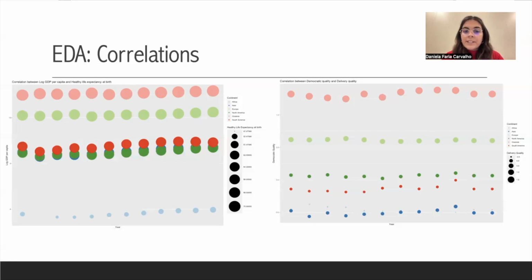And for the second relation between democratic quality and delivery quality, which are two variables that provide a value on the government's effectiveness, we can also see this pattern. The only continent that doesn't show this pattern is Asia, because even if it provides a medium delivery quality, its democratic quality is really low if we compare it with the other continents.